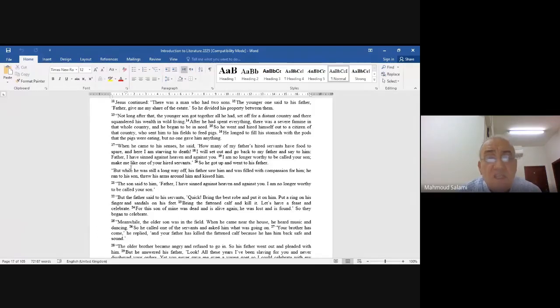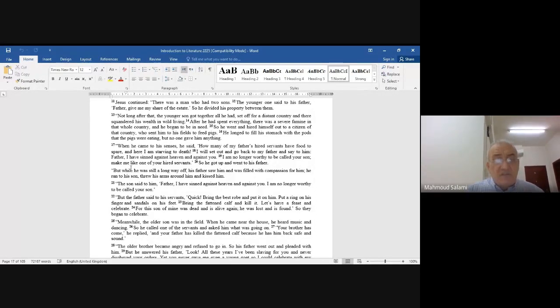So he got up and went to his father. But while he was still a long way off, his father saw him and was filled with compassion for him. He ran to his son, threw his arms around him, and kissed him. The son said to him, 'Father, I have sinned against heaven and against you. I am no longer worthy to be called your son.'